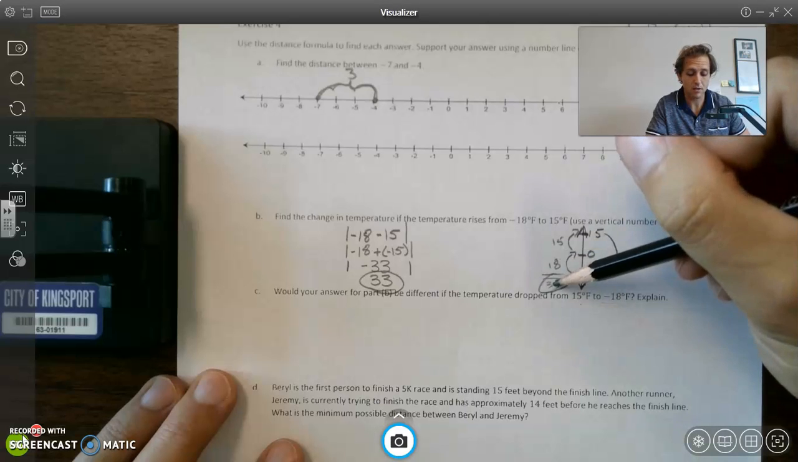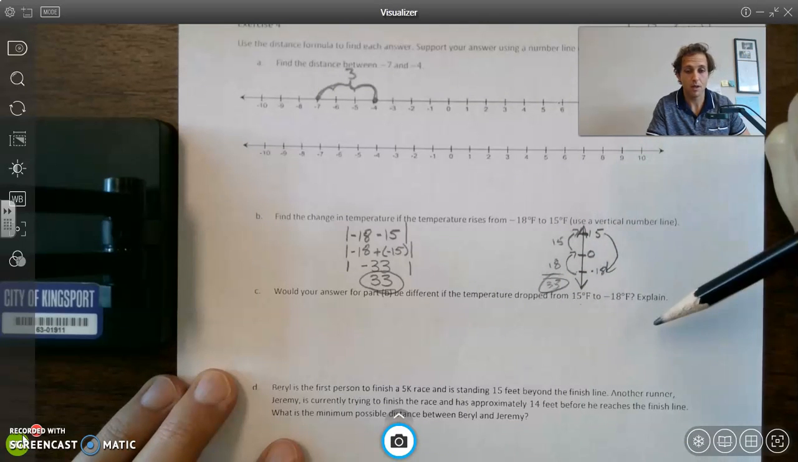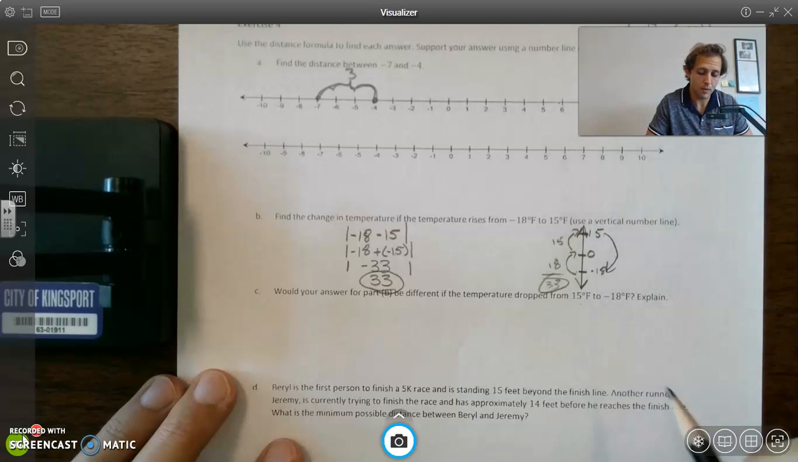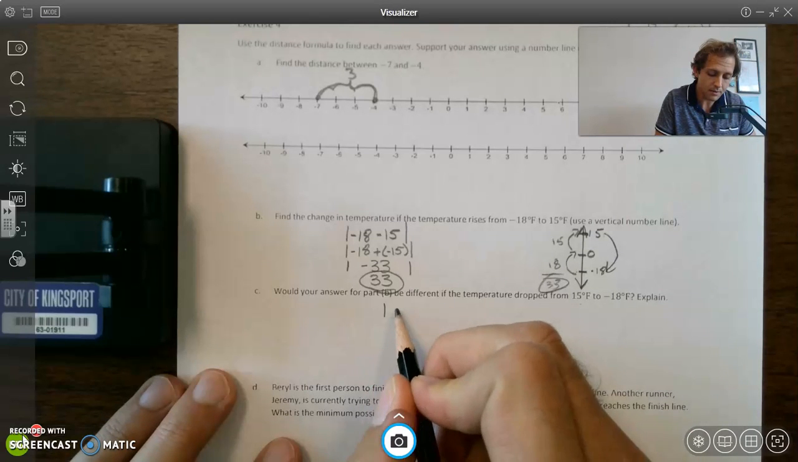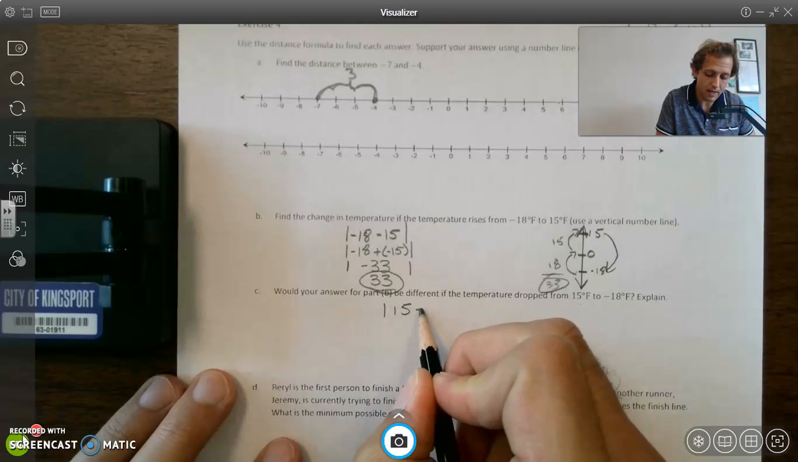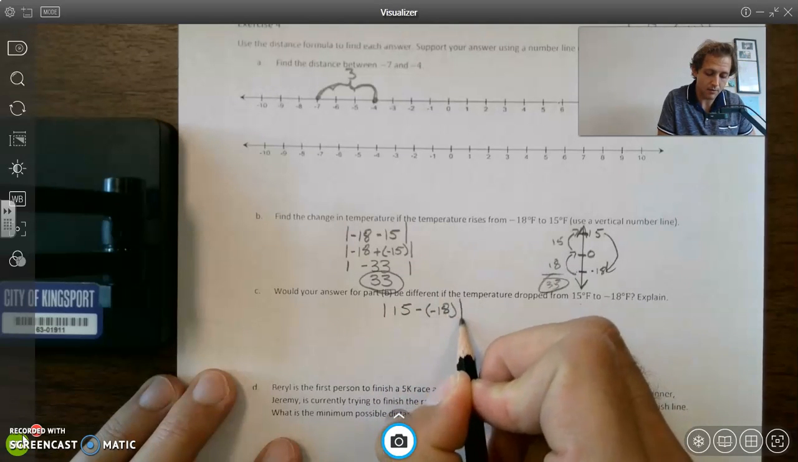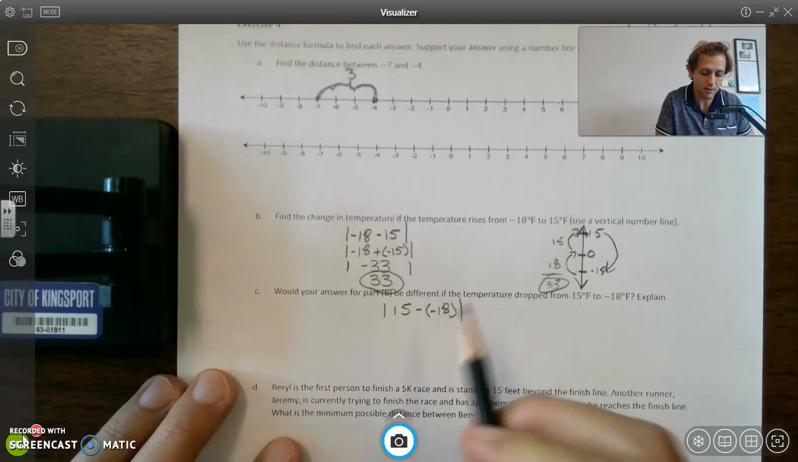This is a change of positive 33. This is a change of negative 33. But they're going to be the same distance from one another. We can prove that with the distance formula. The absolute value of 15 minus negative 18. So this time we've changed the order. Instead of negative 18 minus 15, we're doing 15 minus negative 18.